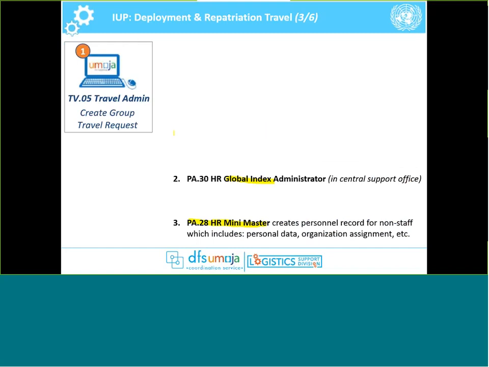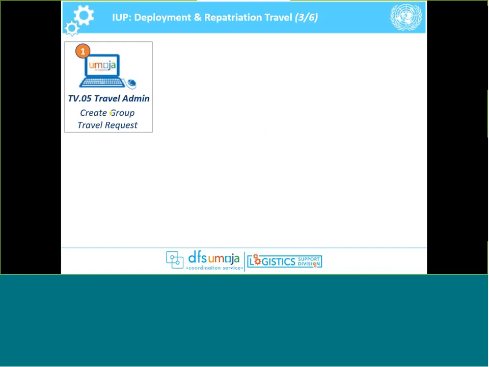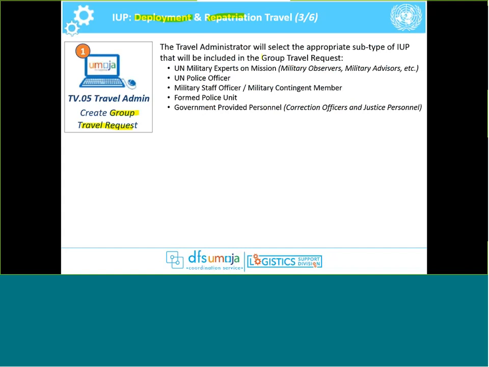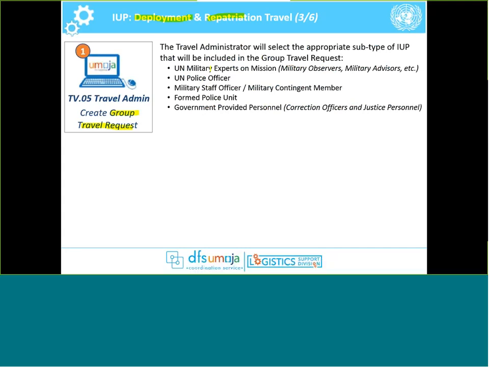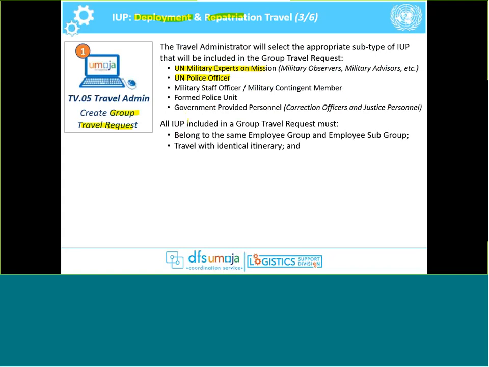All right. So as a travel administrator, you will be able to create a group travel request to deploy or repatriate the group of IUPs. These are the 6 different employee groups. Remember that all IUPs included in the group travel request should belong to the same employee group.